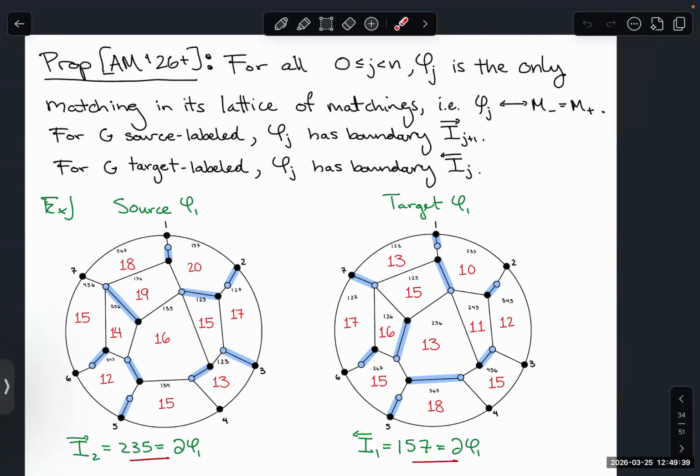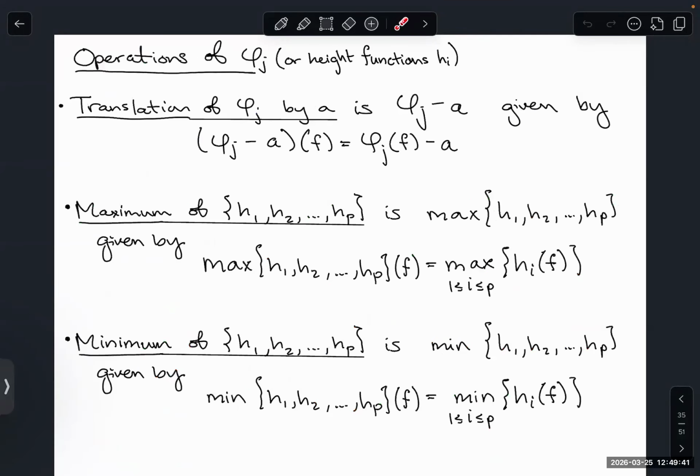But yeah, so then I said we could combine these height functions in some way. So I'm going to define a couple of operations on our fundamental height functions, or just generically height functions, which I'll call h. We can translate our fundamental heights by some value a by just subtracting a from all of the faces. So this is like a uniform affine transformation on our fundamental heights at each face.